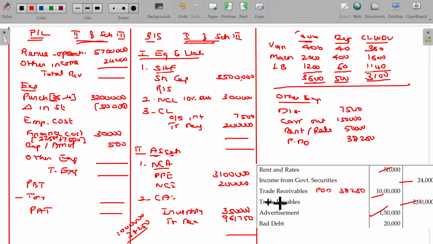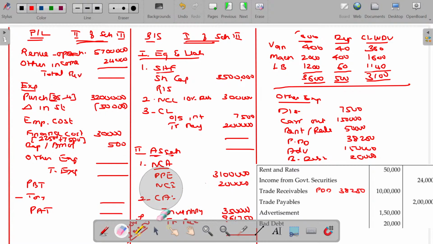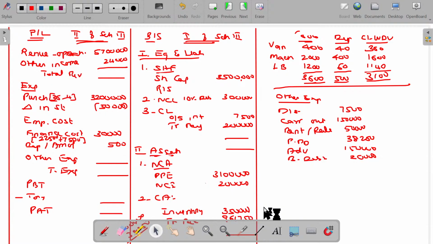And advertisement 1 lakh 50. Other expenses. Bad debt 20,000. Bad debt 20,000 rupees. Clear?